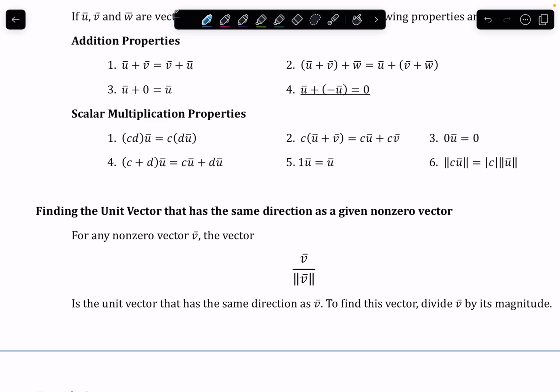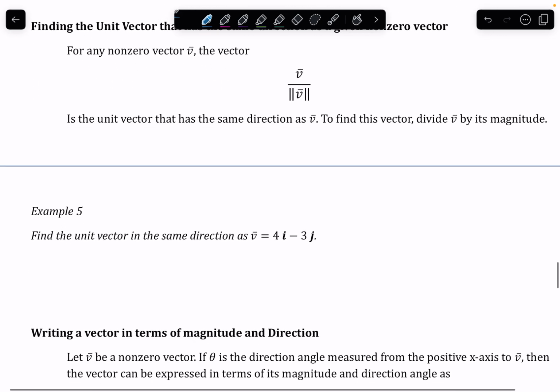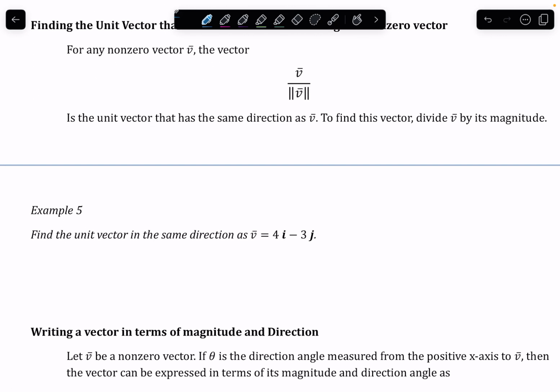You just take said vector and divide it by its magnitude. Okay, so that's what this formula is. Remember that the double bars on the side are the magnitude of a vector. All right, example 5: find the unit vector in the same direction as the given vector v, 4i minus 3j.